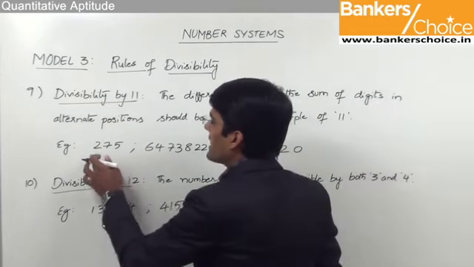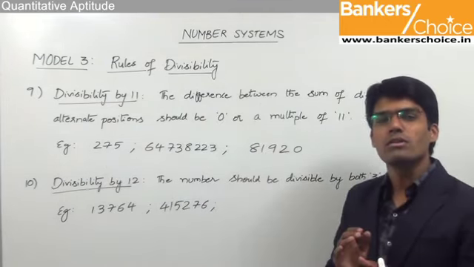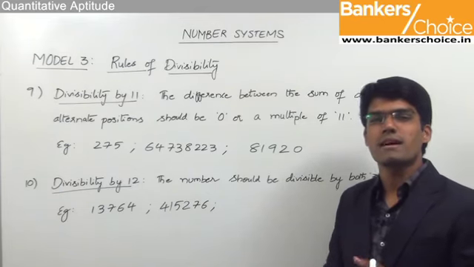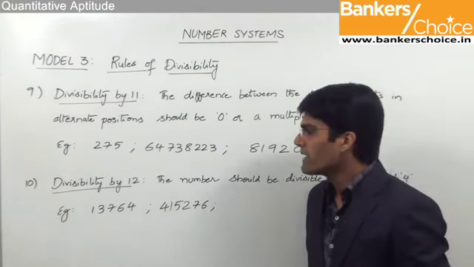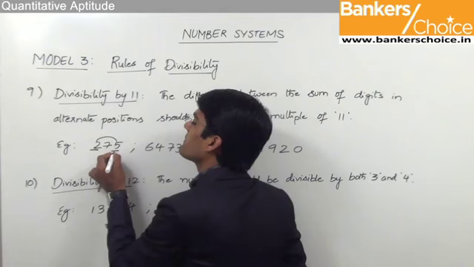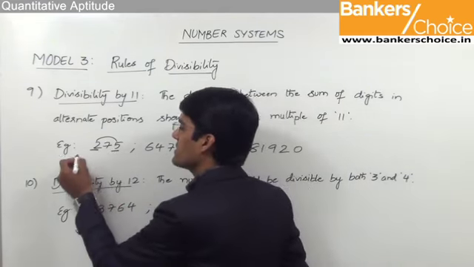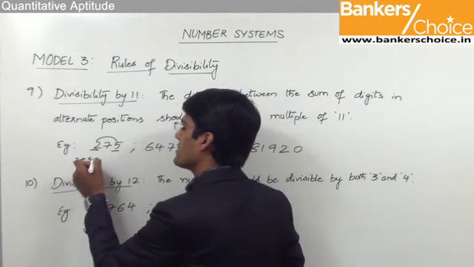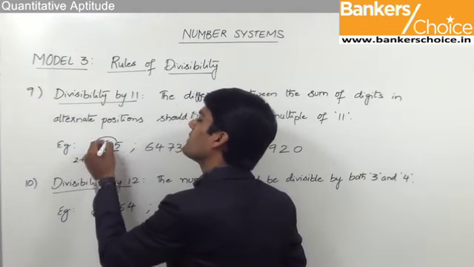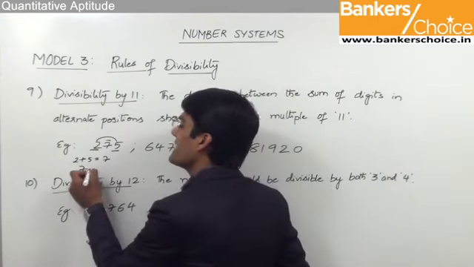Now, as you can see here, the number is 275. What we need to do here is find out the difference between the sums of alternate positions. For example, we have to first of all find out the sums of alternate positions. So 2 and the alternate position is 5. So 2 plus 5 is 7. So the sum of these alternate positions here is 2 plus 5, which is equal to 7. And the other left out position is only 7, so the sum itself can be taken as 7.